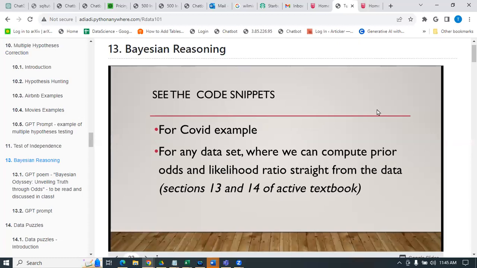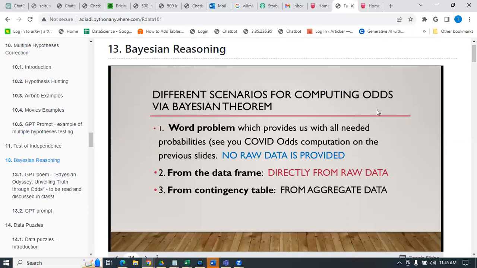So we have a bunch of code snippets in the textbook for computing those posterior odds on the basis of prior odds, likelihood ratios, etc. These are sections 13 and 14 and some of the practice snippets. So let's talk about different scenarios for computing using Bayes' theorem, which you encounter in practice and maybe in the exam too. So there are generally three ways, right?